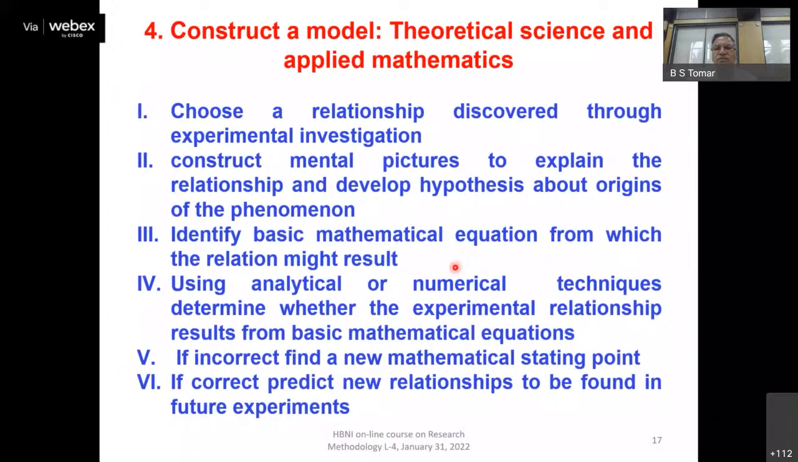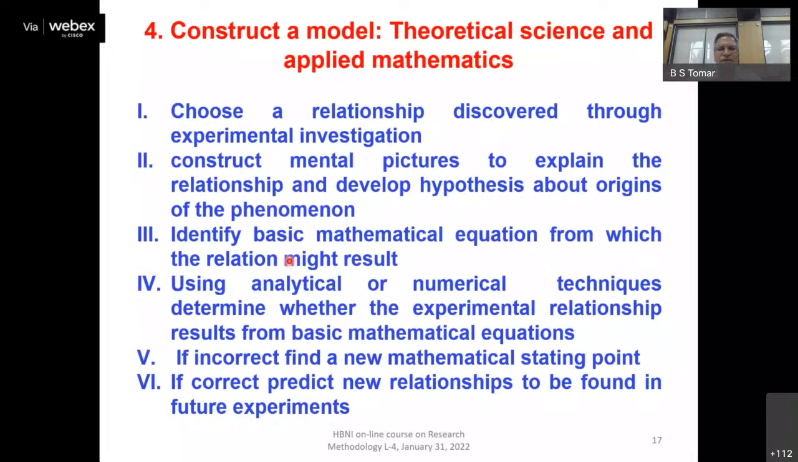Then there is research based on constructing a model, like in theoretical science or applied mathematics. So you choose a relationship discovered through experimental investigation. You want to make a mathematical model which will predict the behavior of certain objects. Then you construct mental pictures to explain the relationship and develop hypotheses about the origins of the phenomena.